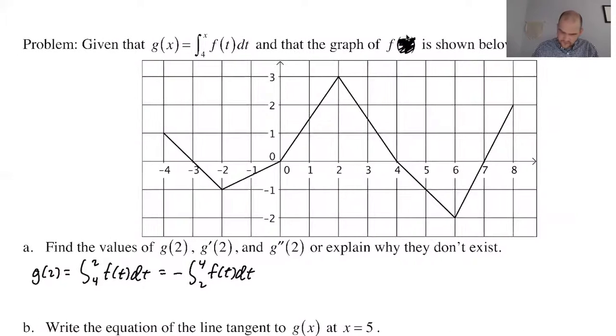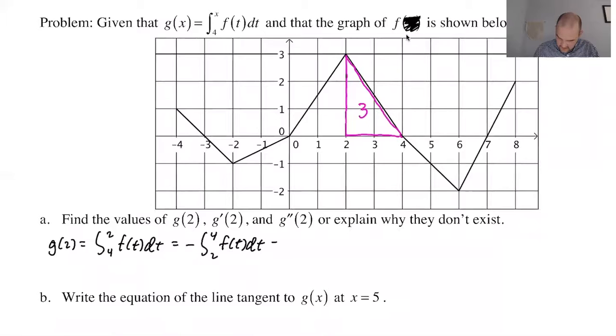So from 2 to 4, maybe perhaps a different color. 2 to 4, so here to here to here. Okay, so what is that? That's half of a rectangle that is 2 by 3. That would be 6, so this overall is 3, but it's negative 3 is our final answer because of the negative sign, because we flipped the bounds. So g of 2 is definitely negative 3.